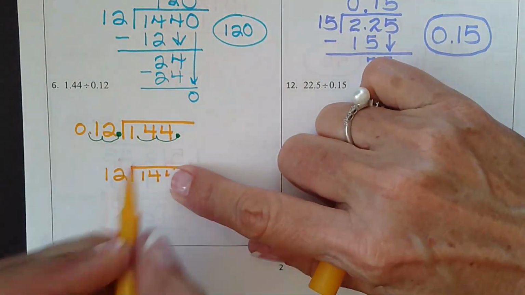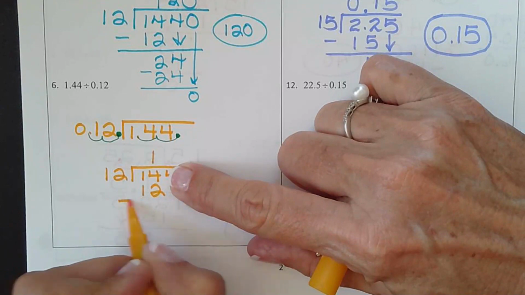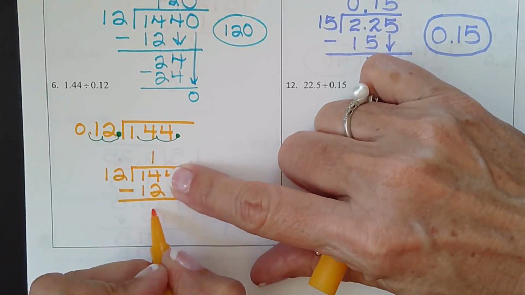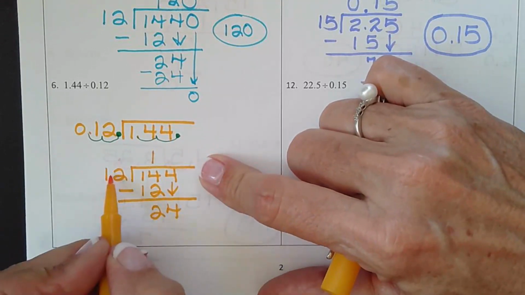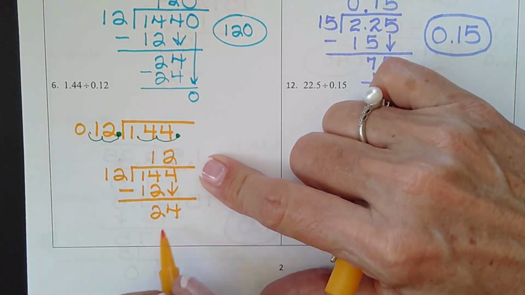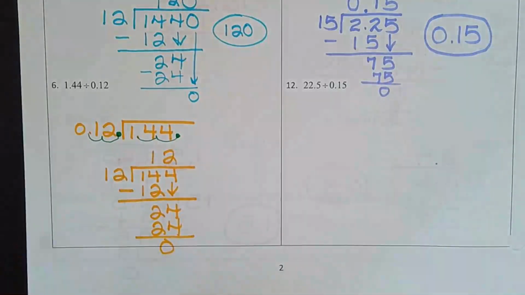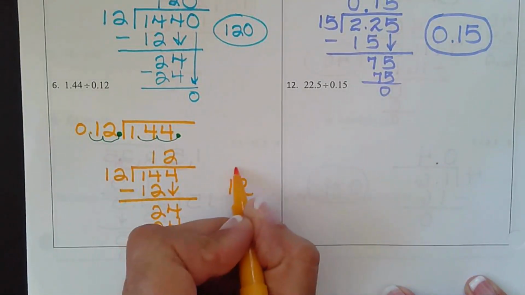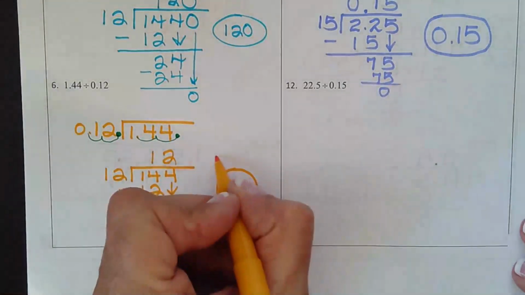So 12 goes into 14 once. 1 times 12 is 12. Draw the line, change the sign. 14 minus 12 is 2. And bring down your next number 4. 12 goes into 24 2 times. So it looks like our quotient, the answer to a division problem is called quotient. Our quotient is 12. Let's just write that to remind us.